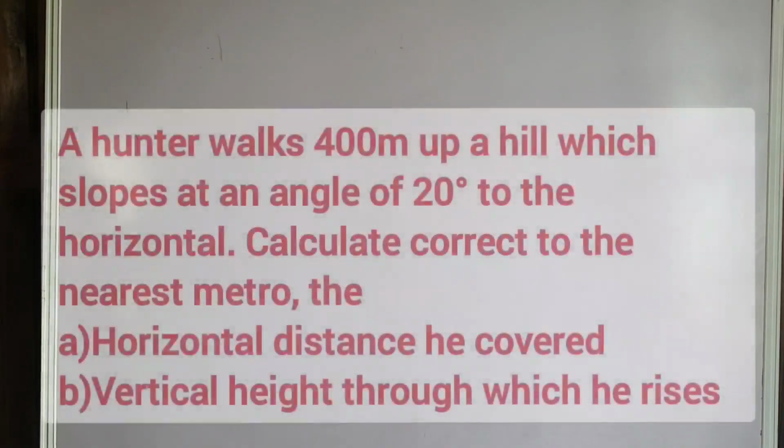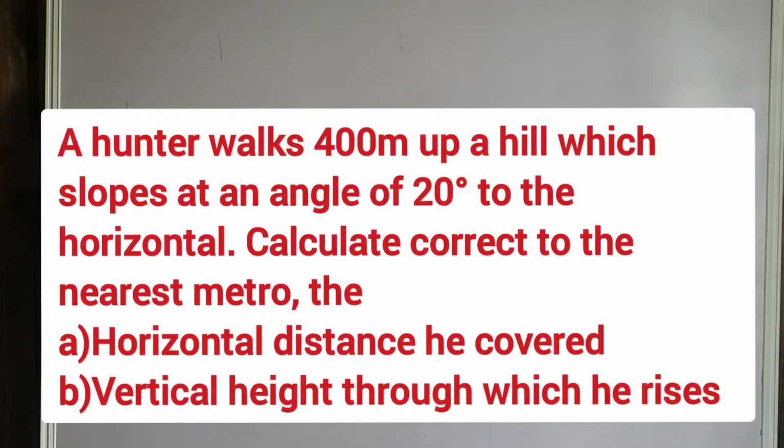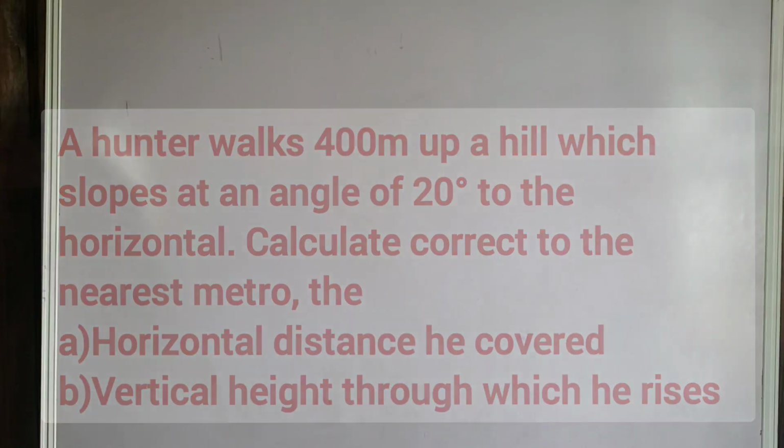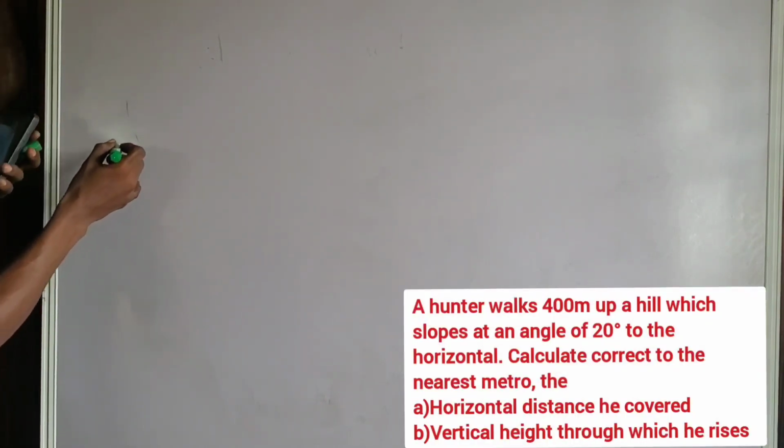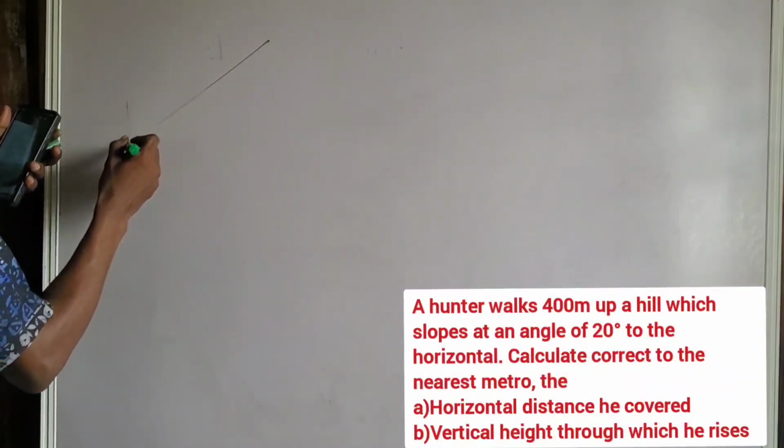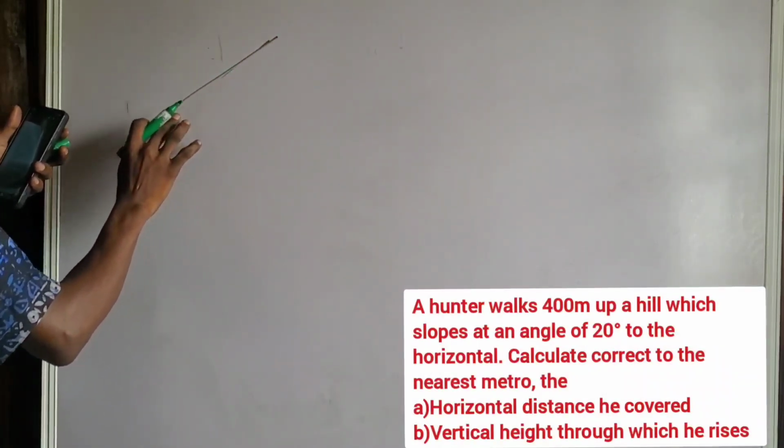Okay, a hunter walks 400 meters up a hill which slopes at an angle of 20 degree to the horizontal. Calculate, correct to the nearest meter, the horizontal distance covered and the vertical height through which it rises. Now let's interpret the question in the diagram. The hunter walks 400 meters up a hill. So this is how we're going to have it.